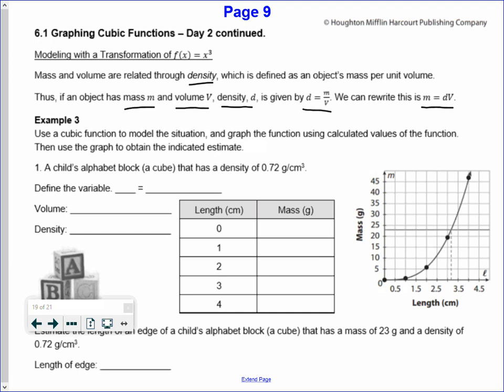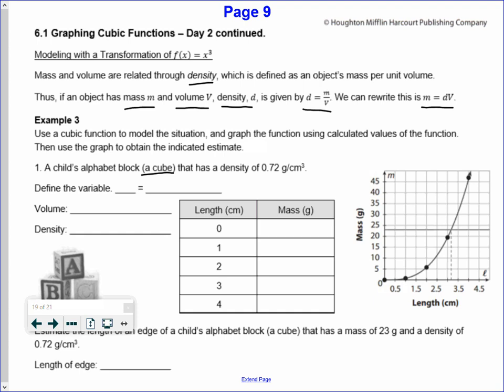All right, so mass equals density times your volume. So what we're going to do is use that formula to solve our problems over here. On example 3, we're told to use a cubic function to model the situation and graph the function using calculated values of the function, then use the graph to obtain the indicated estimate. A child's alphabet block, which is a cube, has a density of 0.72 grams per centimeter cubed.